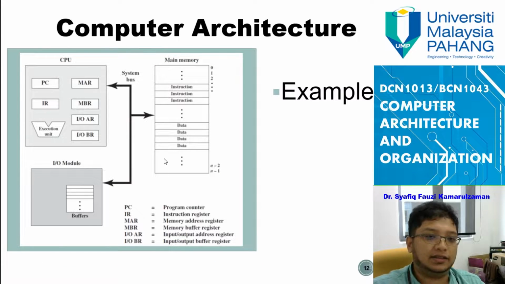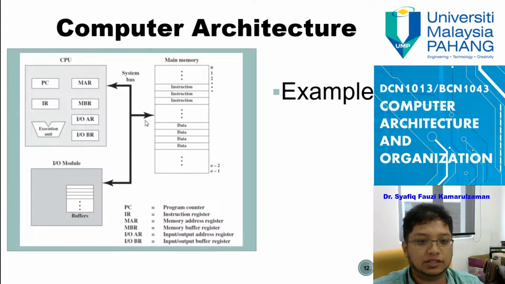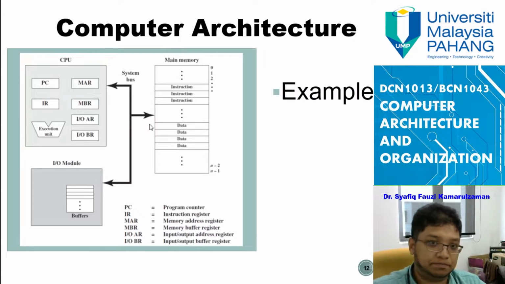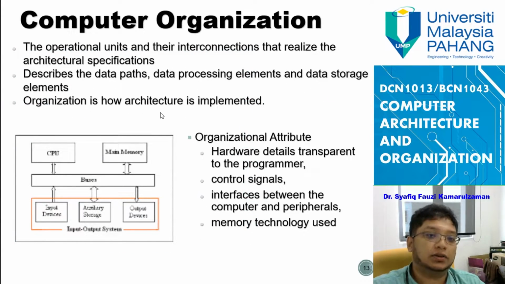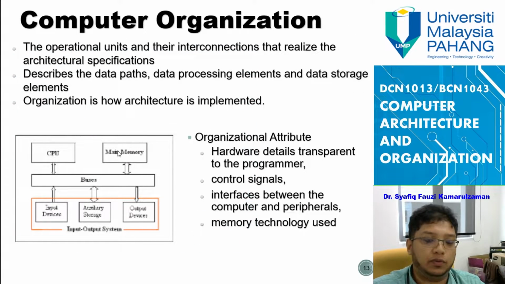And then here is the CPU architecture. If you say that here is the main processor, and here is the architecture of the main processor, how the main processor works. So this is the general design. When we go to the specific design, it means that we are talking about the organization.